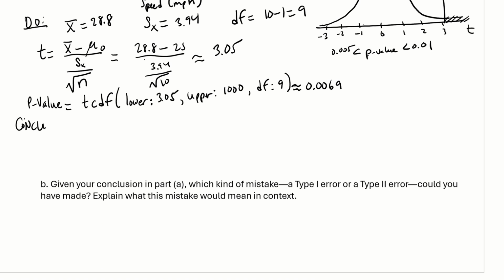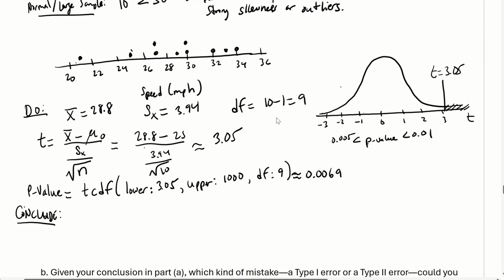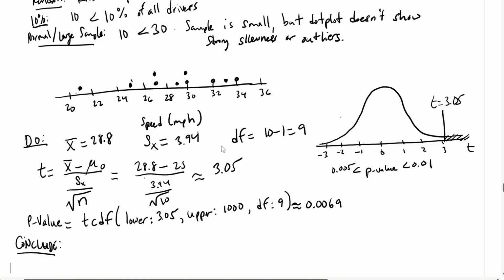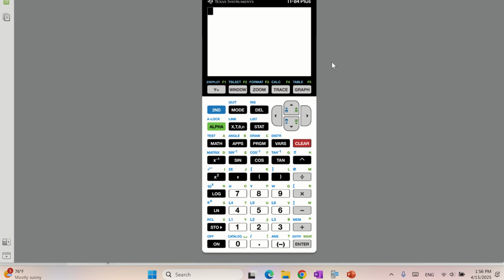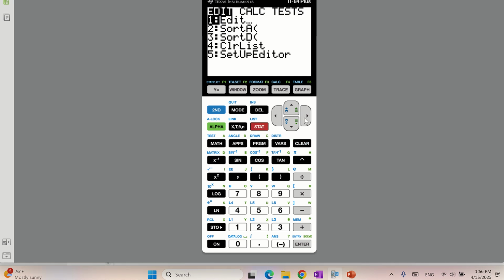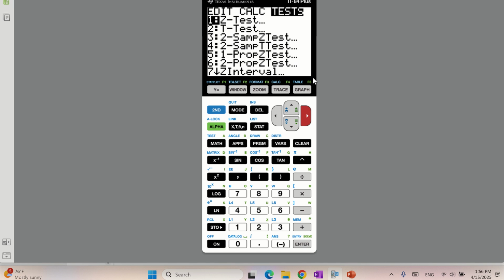But before we do that, one more thing on the calculator, I want to show you how to do this whole test on the calculator. So we're going to go to Stat, we're going to go to Tests, and we're doing a t-test, right? So we're going to do a t-test.